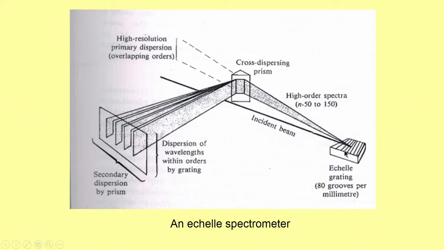So, this is the Echelle spectrometer. The Echelle grating is here, with high resolution primary dispersion over length, a cross dispersing prism, and high orders are collected. Incident radiation comes from below this arrangement and then falls here and is collected, and then the different wavelengths are separated by using a cross dispersing prism. Okay.